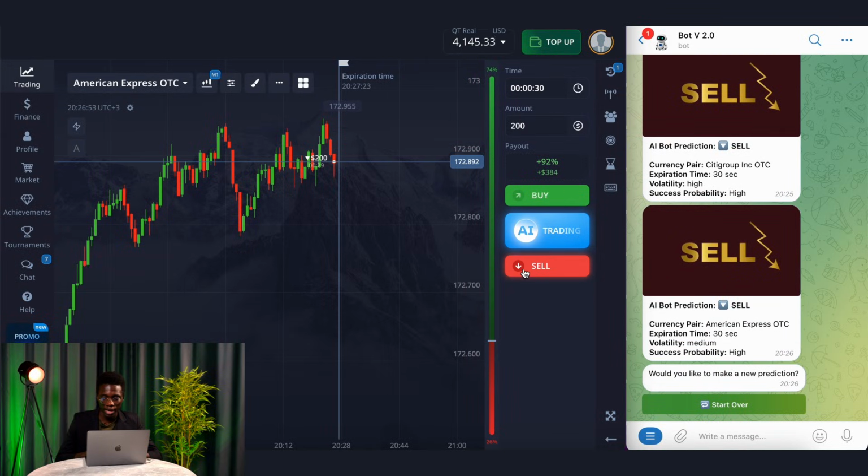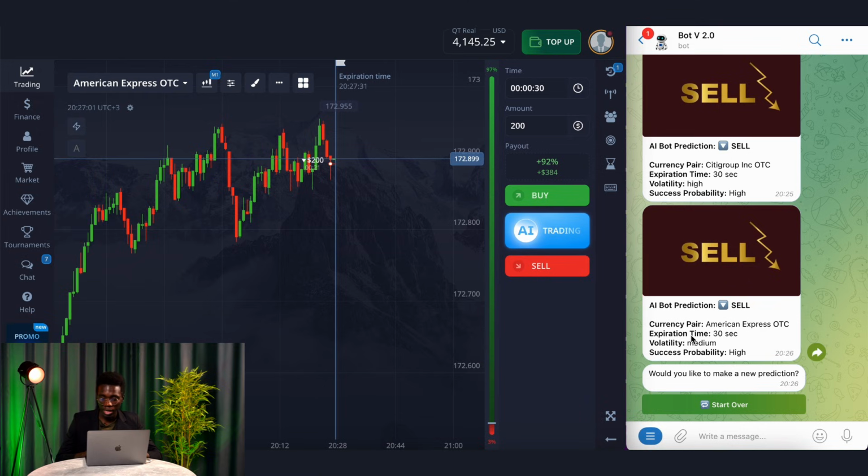Other people, we're gonna hold on tight and see, is this gonna be our second win for today? We're about to find out. Prediction by our AI powered trading bot has placed this trade to be 30 seconds, medium volatile level, success probability said to be high. So holding on tight to see how this is going to play out. On our timer, we have 16 seconds, ladies and gentlemen, 15 seconds, and holding on.